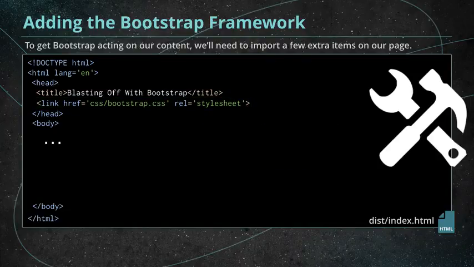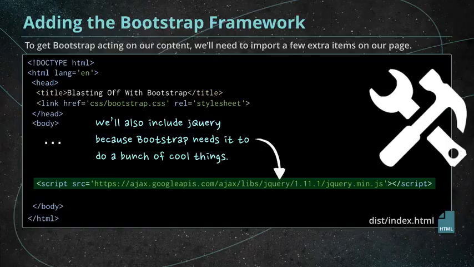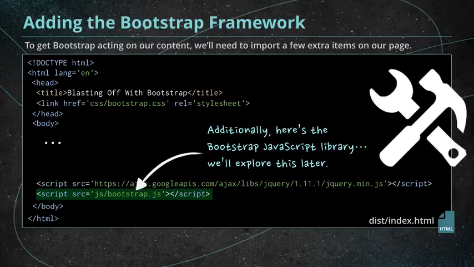But to add some behavior, we'll need to add some JavaScript to our page. Turns out, the Bootstrap framework depends on the jQuery framework and is needed to do a bunch of cool things. We'll add a script tag to the jQuery library at the bottom here. Now that we have jQuery in there, we can add another script tag to load in the Bootstrap JavaScript library. We'll explore this one a little more later.